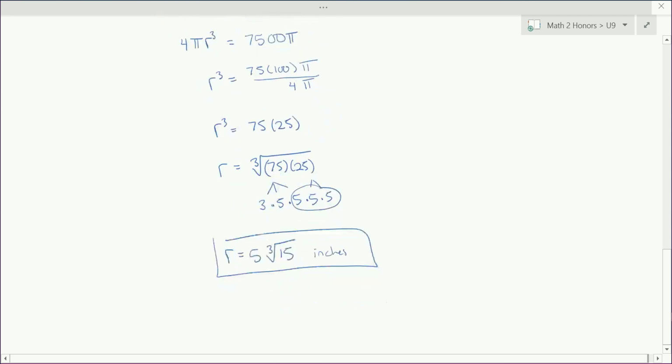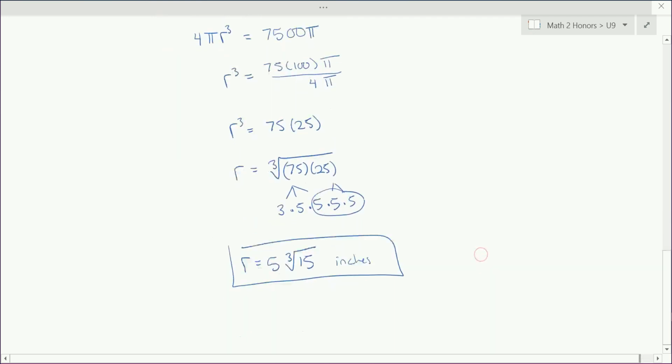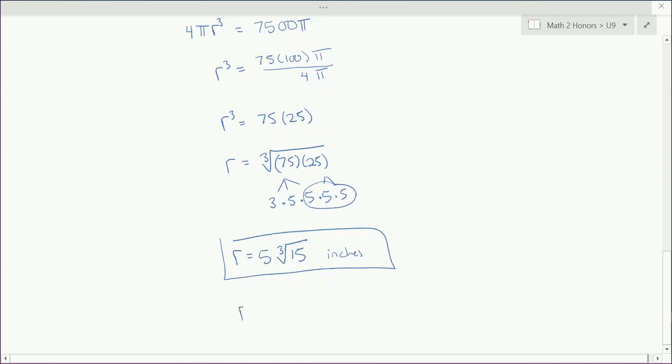Now, if you have a calculator, I want you to try putting this into your calculator. And because you're able to use a calculator in this unit, you're probably going to need one on the test. And you're going to need to know how to take the cube root of a number with your calculator.